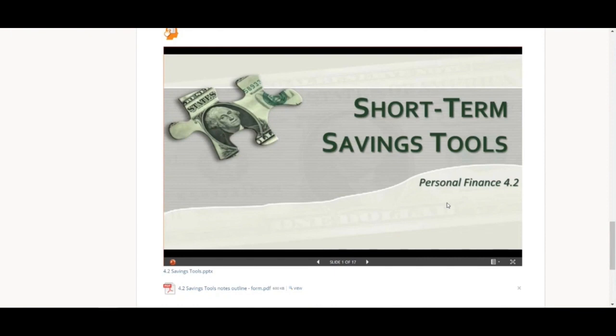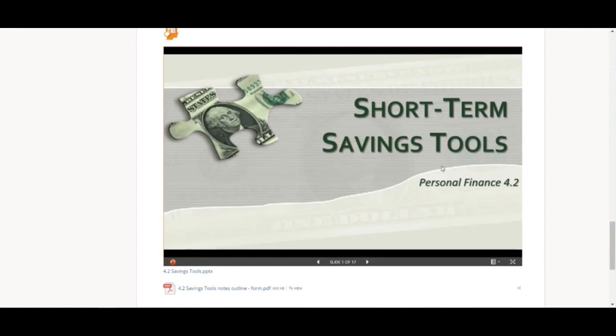These aren't accounts that are typically being used to save for a child's college education or to save for retirement, right? There are certain types of savings accounts that are designed for those long-term goals, like college, like retirement, like whatever, right? So those are different types of accounts. We'll talk about some of those when we get into Unit 7 on investment and long-term financial goals.